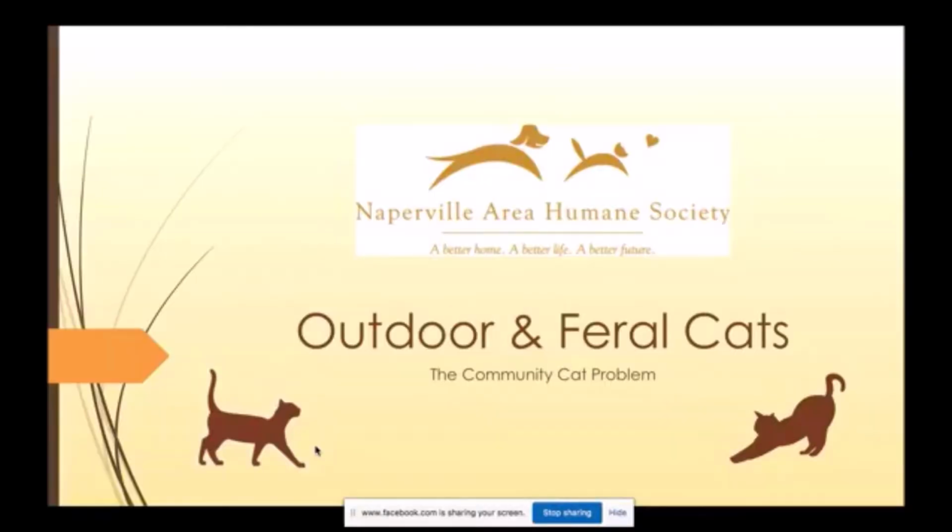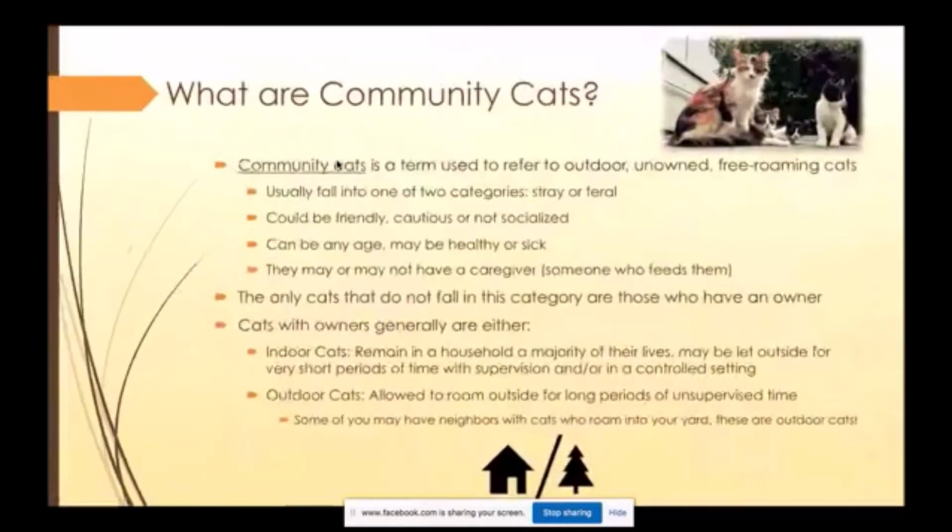And outdoor and feral cats, or better known as the community cat problem. So first, let's just talk about what community cats are. It's basically a term used to refer to outdoor cats that are unowned, so they don't have an owner or a person who keeps them in their house. They're free roaming, so they usually fall into one of two categories, either stray or feral.